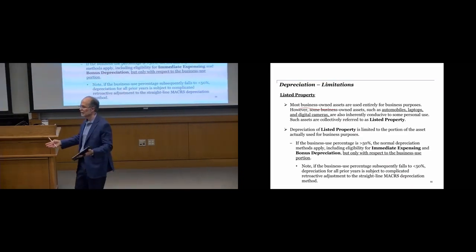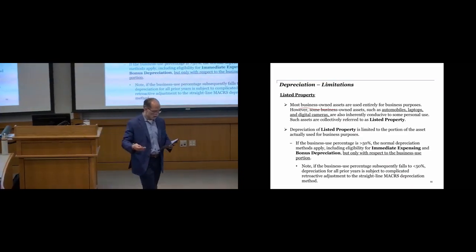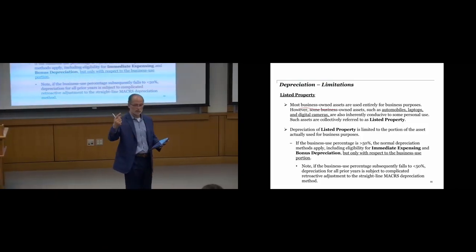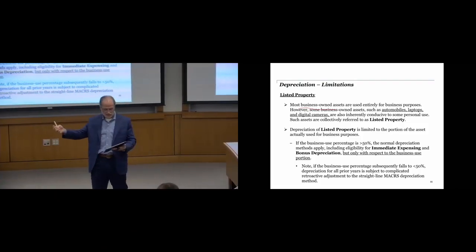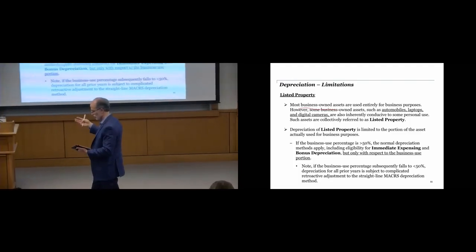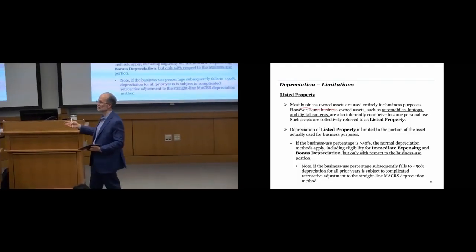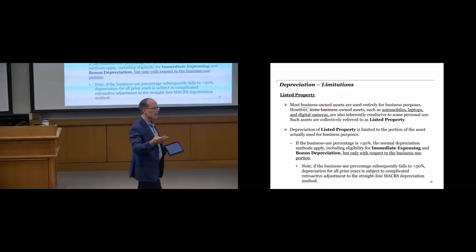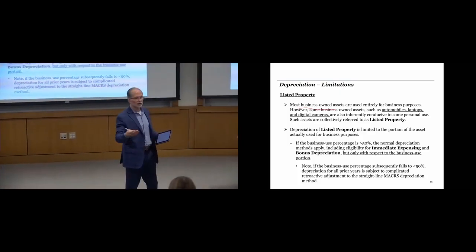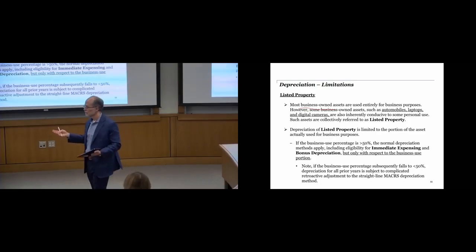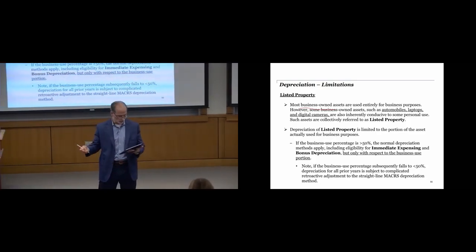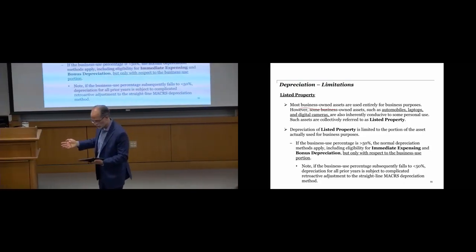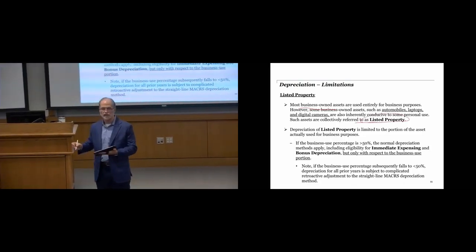Has no other purpose outside of that. However, some business-owned assets, such as automobiles, laptops, and digital cameras, are also inherently conducive to some personal use. Right? I don't know of a laptop that is used solely for business use. Somebody's always using that for some personal use, right? And so it is conducive to some personal use, and we collectively refer to those as listed property.